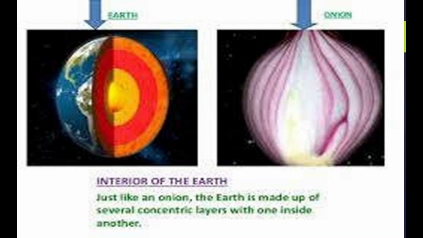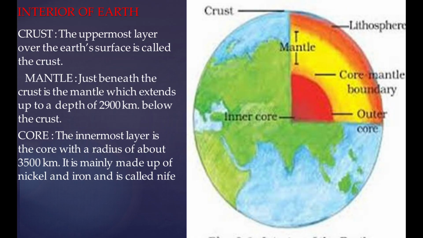Dear all, it consists of many concentric layers like the layers of an onion. We can see the picture of the earth. Just like an onion, the earth is made up of several concentric layers with one inside another. A detailed study of the interior of the earth is done by geologists. Let us come to know about the interior of the earth.